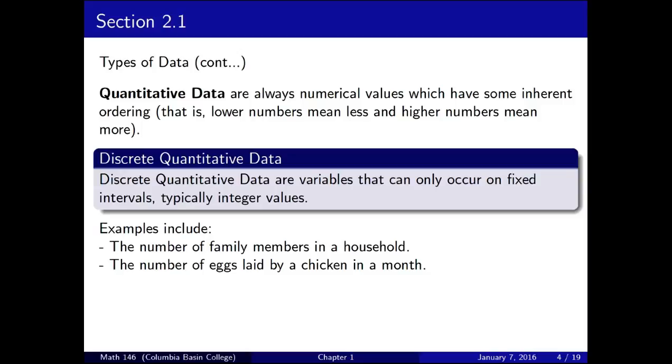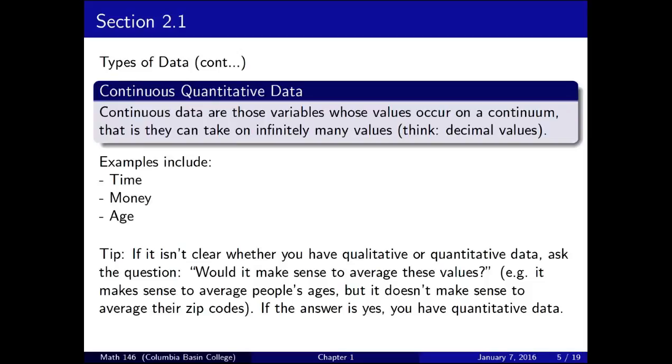Those are discrete, and on the flip side of that we have continuous quantitative data. Continuous data are variables whose values can occur on a continuum, and they can take on infinitely many values. When you think about decimals, you can come up with infinitely many decimal values. Now in real life, we obviously round off our observations. If I ask you how old you are, you're not going to tell me your age to the nearest millionth of a decimal place. You're just going to round it off to the nearest year.